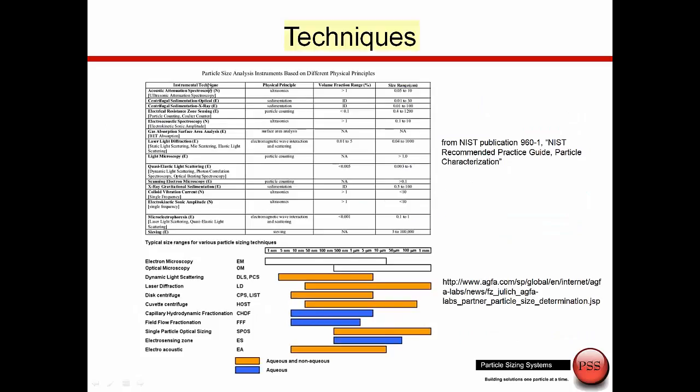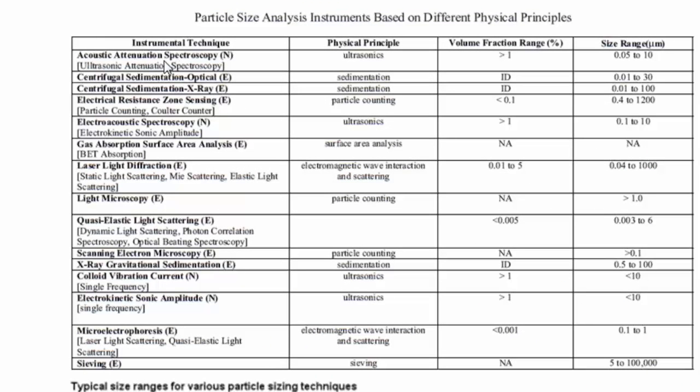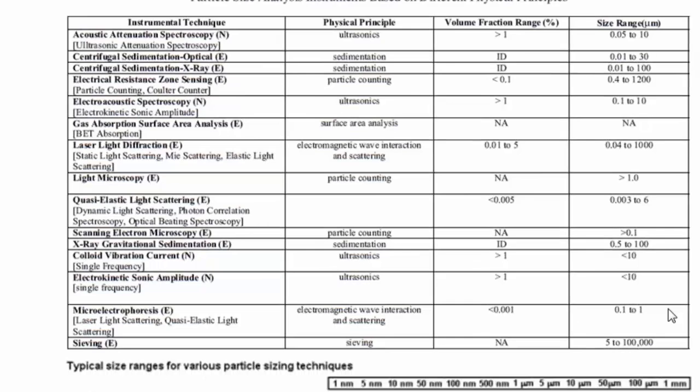This is a busy slide, but I'm partly just giving this to you as a reference because there are so many sizing techniques. I could spend the next 35 minutes just trying to summarize these various techniques. They include acoustic attenuation, centrifugation, electrical sensing zone, which is when we start talking about counting, laser diffraction, microscopy. There are also techniques based on separating the particles, such as field flow fractionation. So I'm giving you here the physical principle, the basic concentration range you can work in, and the basic size range.